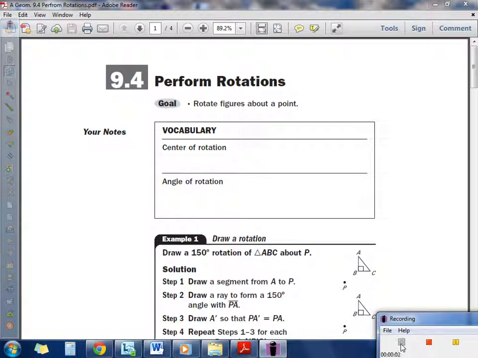Today's lesson deals with reflections, and this is possibly the hardest transformation for most people. So please key in on this topic today. The first topic is center of rotation.